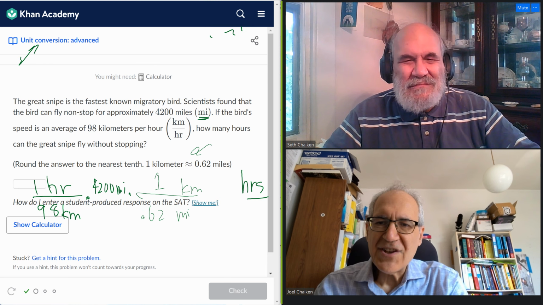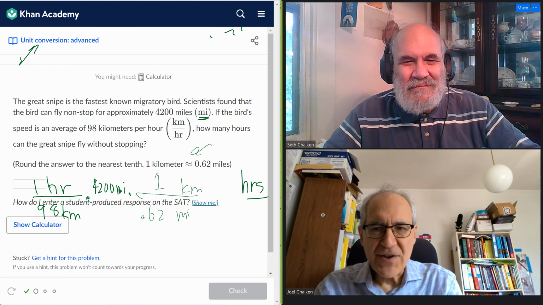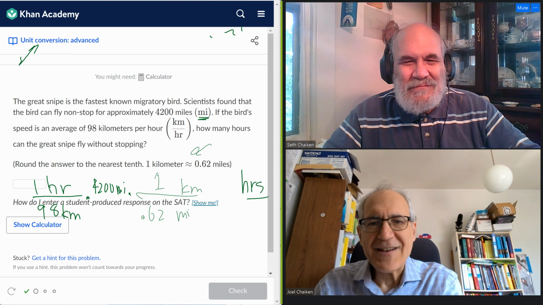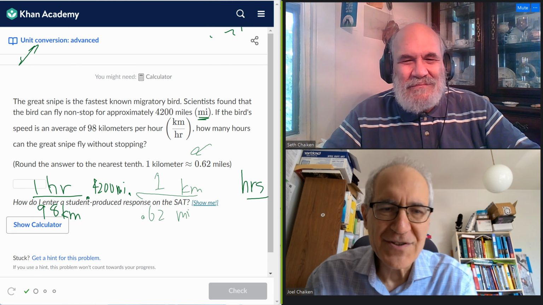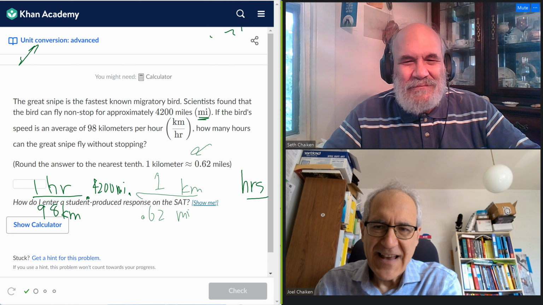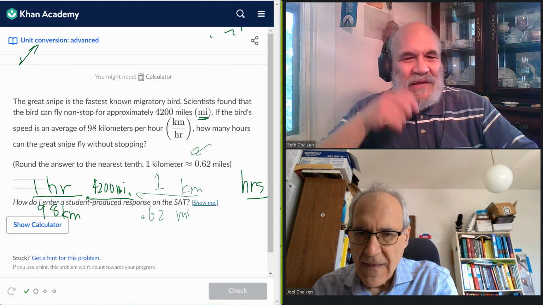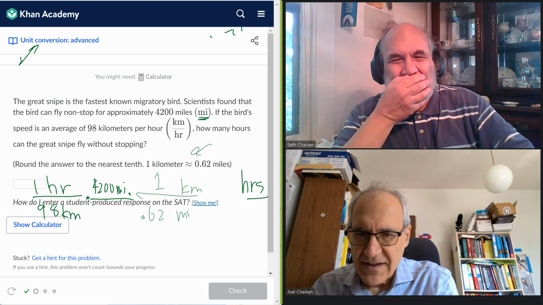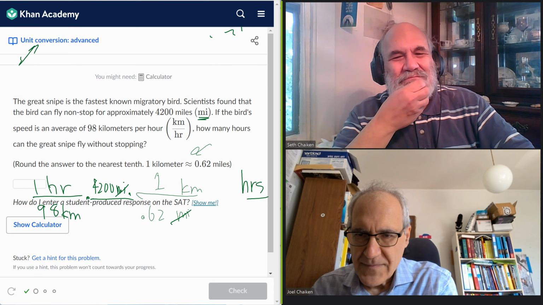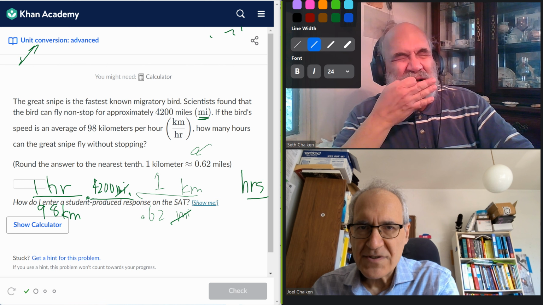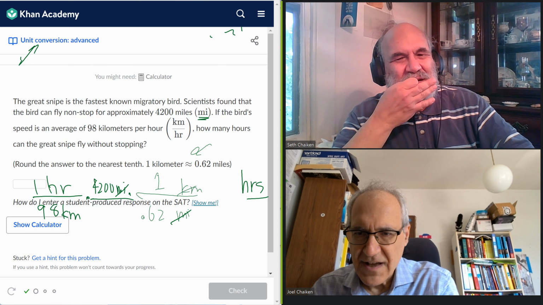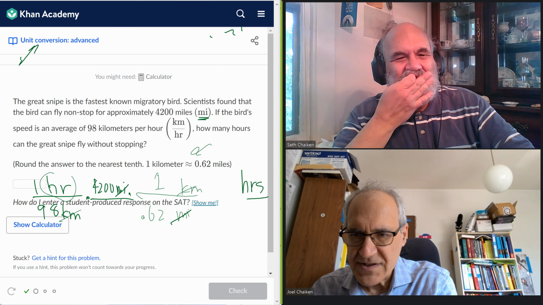So the units do all the thinking for you. And that's why, when I was doing it, I stopped and I had to get the units right, which models realistically how you do the problem. You just got to do it so that it works. Yeah. So that's it, right? The miles cancel, the kilometers cancel, and we're left with just hours.